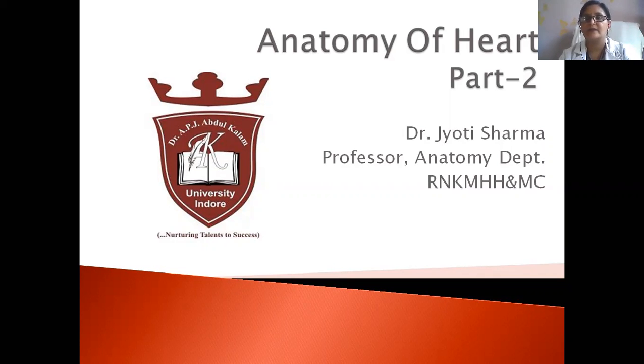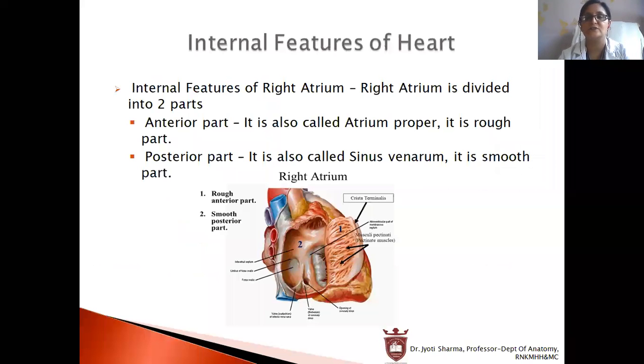Today we will learn about the anatomy of heart. This is the second session, and in this session we will learn about the internal features of heart. In the internal features of heart, first of all, we will see right atrium.